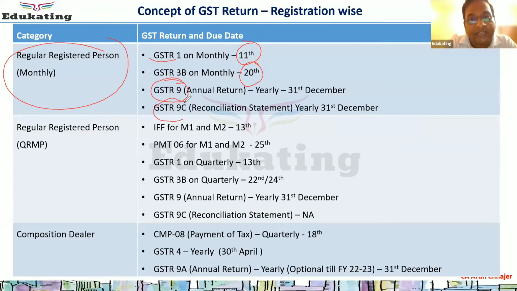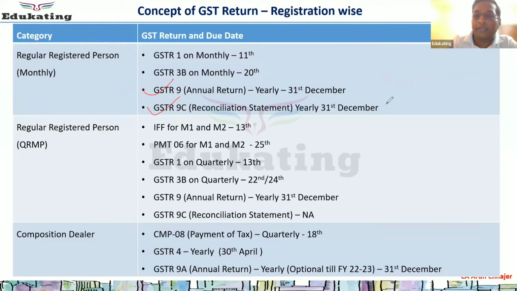GSTR9 and GSTR9C. We all know that up to 2 CR, the GSTR9 is optional, and up to 5 crore GSTR9C is not applicable. Here I'm using the word optional and here I'm using the word not applicable. So if you have the turnover up to 5 CR, then 9C would not come into the picture. And similarly, if the turnover is up to 2 CR, then the GSTR9 is optional.